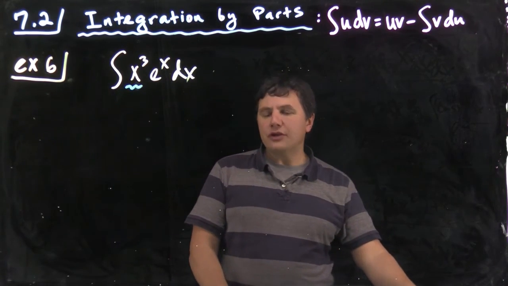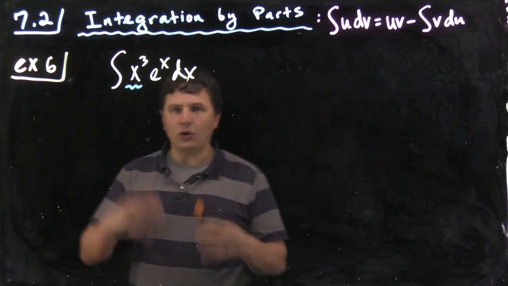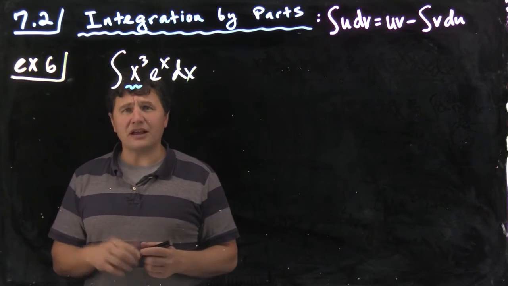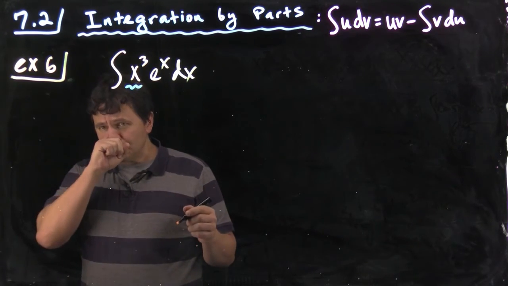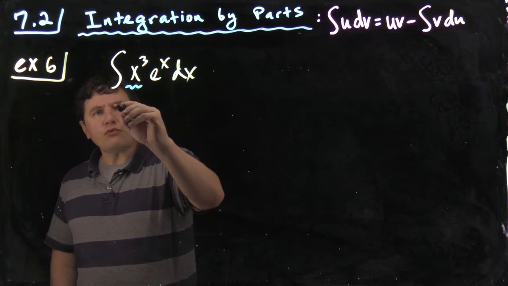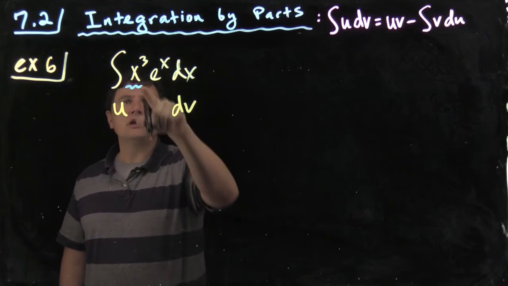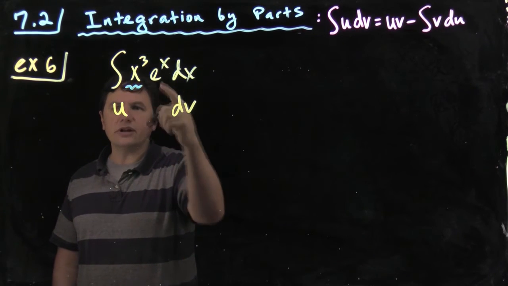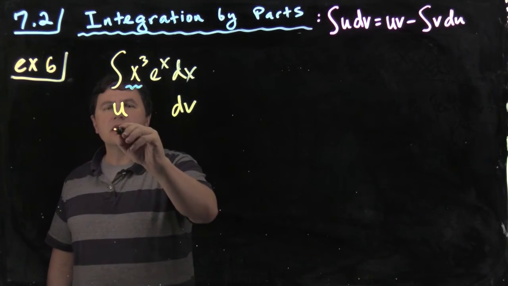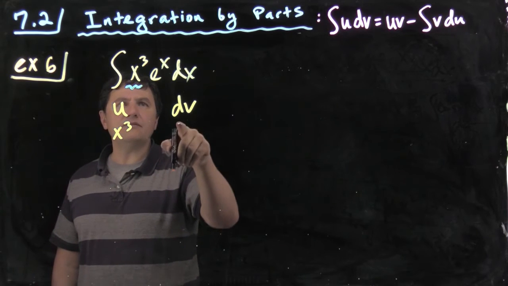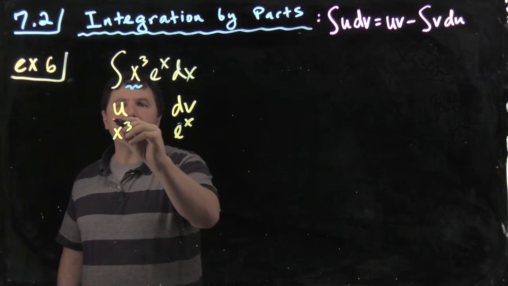And so tabular method is just an algorithm really that keeps us all organized, and it makes it kind of nice for us. So what we do is we make 2 columns here, a u column and a dv column. The u column, we put what would be the u, and once again we just follow LIPET. So that's going to be x to the third. The dv column, we put the e to the x.